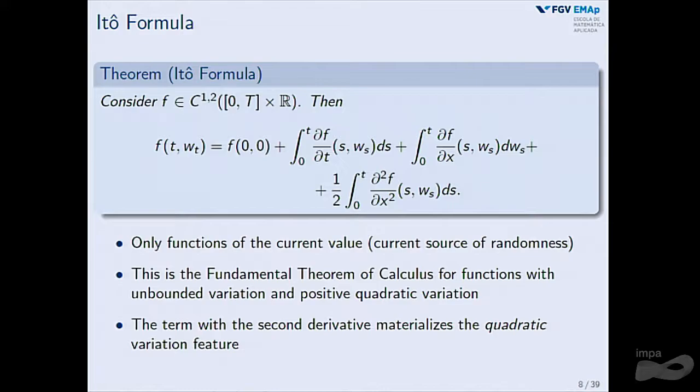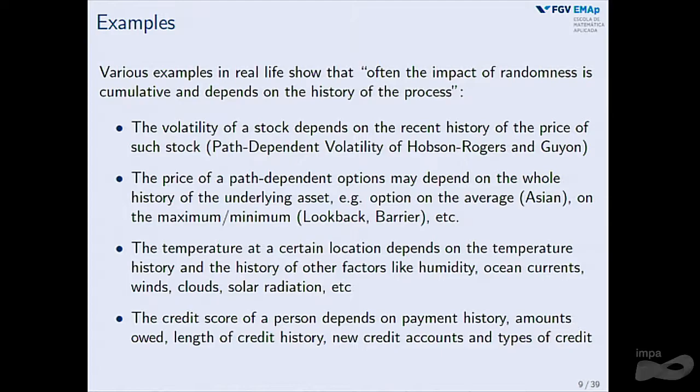The main point is that W_t here is the current value of the Brownian motion, in this case, though it could be more general than this. And the way we want to generalize is to consider the path of W up to time t. Why do we want this? As Bruno says in his paper, often the impact of randomness is cumulative and depends on the history of the process. You have many examples. Jorge mentioned Julian's work, or before that, Hobson and Rogers, of the volatility of the stock depending on the history, or at least the recent history, of the price of the stock.